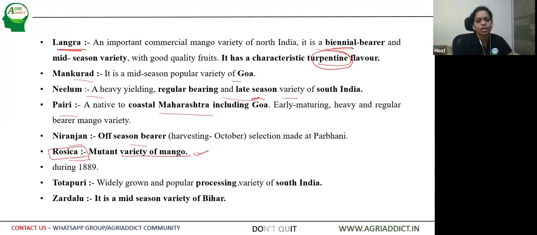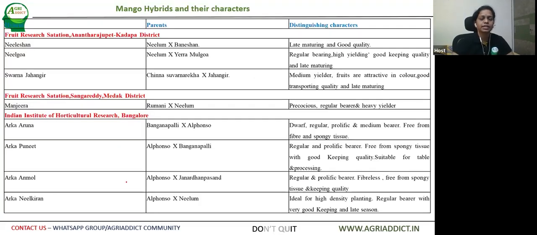Then Totapuri, it is also a popular variety, a processing variety of South India. Then Zardalu, it is a mid-season variety of Bihar. Then after knowing all the cultivars, let us know the man-made hybrids, different mango hybrids. And here you can see a table which shows the hybrid, their parents and distinguishing characters. Not only that, from where, which fruit institution it has been originated, it has been made. The first one is Nilishan, Neelam into Vanraj, late maturing, Neel Gova, Swarna Jahangir.